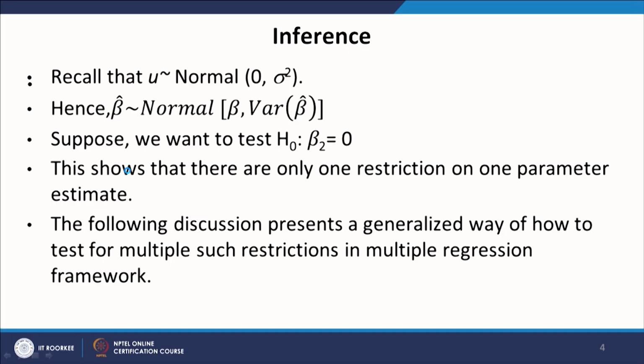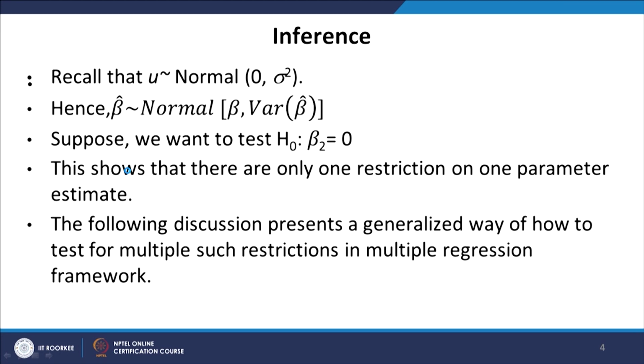First, talking about inferences, in the previous module we had ended with the discussion on one of the CLRM assumptions, that U is normally distributed with 0 mean and constant variance equal to sigma square, and therefore beta hat also follows normal distribution with a mean beta and variance of beta hat.